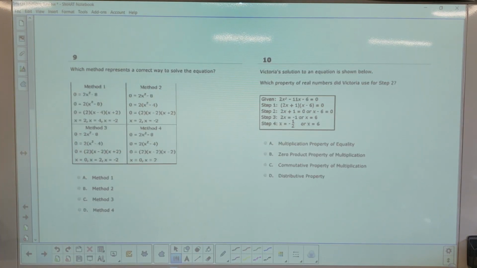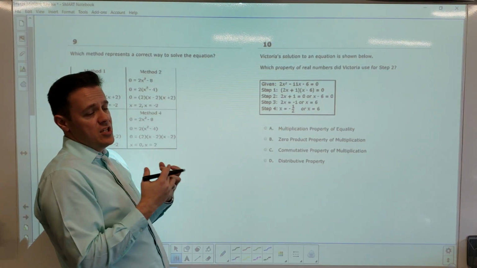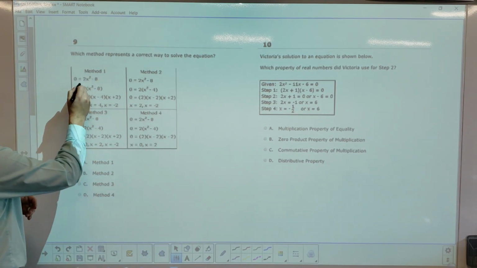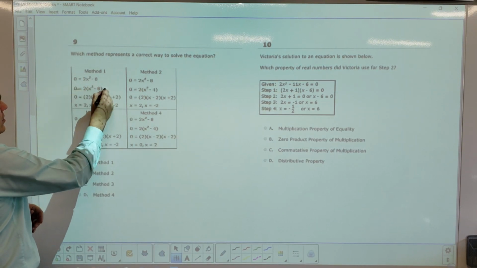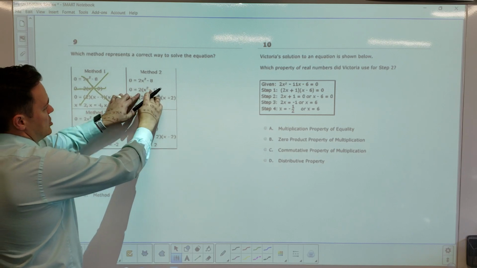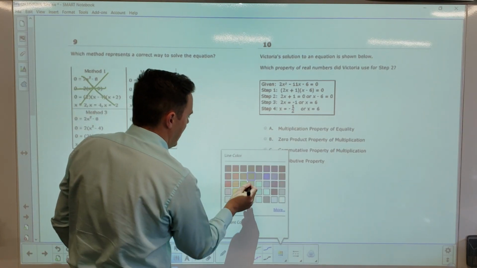All right, number 9. What method? You do multiplication, or in this case, division, reverse factoring out. Looks like they divided out a 2. If you did that, you get x squared and a 4. Nope, that's not right. So this is correct, x squared and a 4. Now we move on.